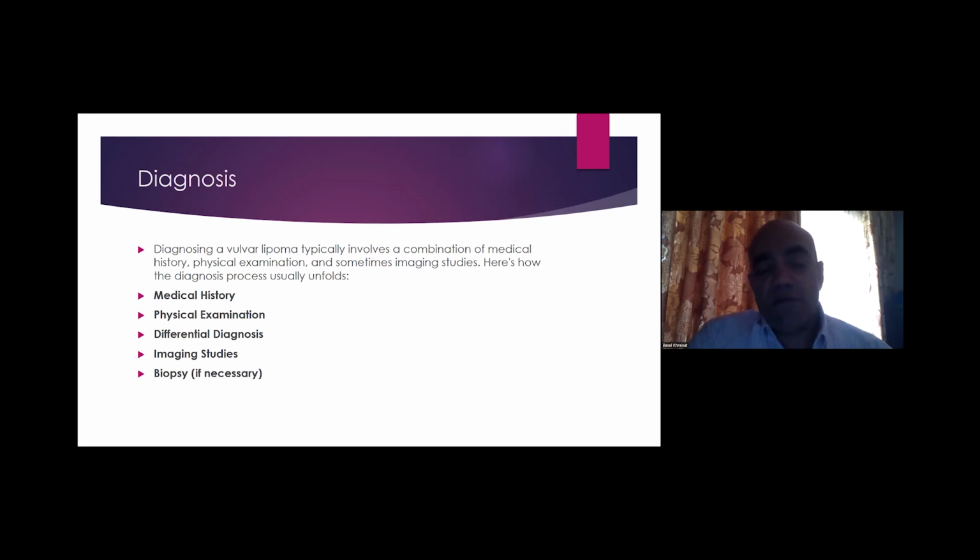For physical examination, we should do a general examination in addition to assessing the appearance of the lump, the consistency, the mobility, and the relation to the surrounding tissues. And we should make a differential diagnosis to exclude other possibilities, and we can use imaging studies like ultrasound, CT or MRI. We use biopsy only if we have an atypical presentation or high suspicion of malignancy.